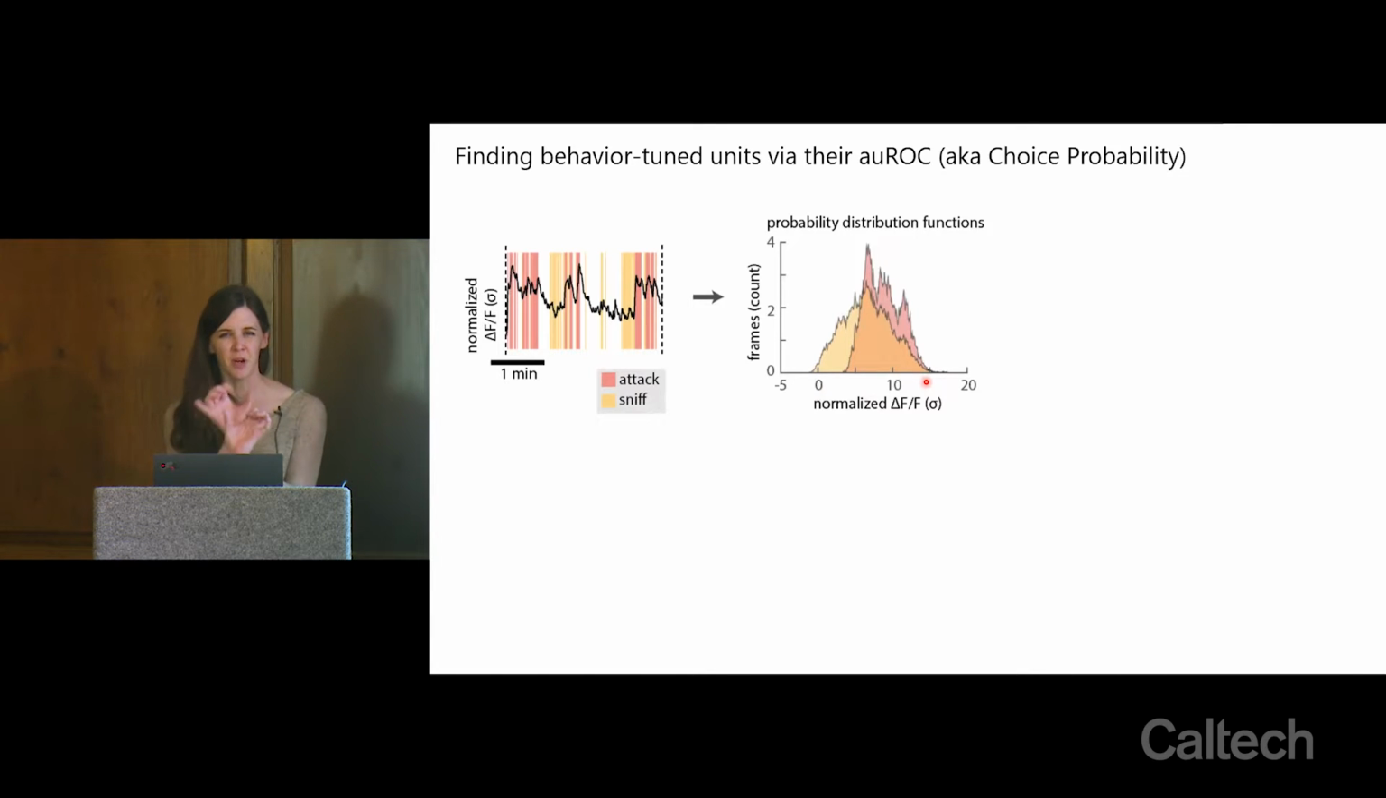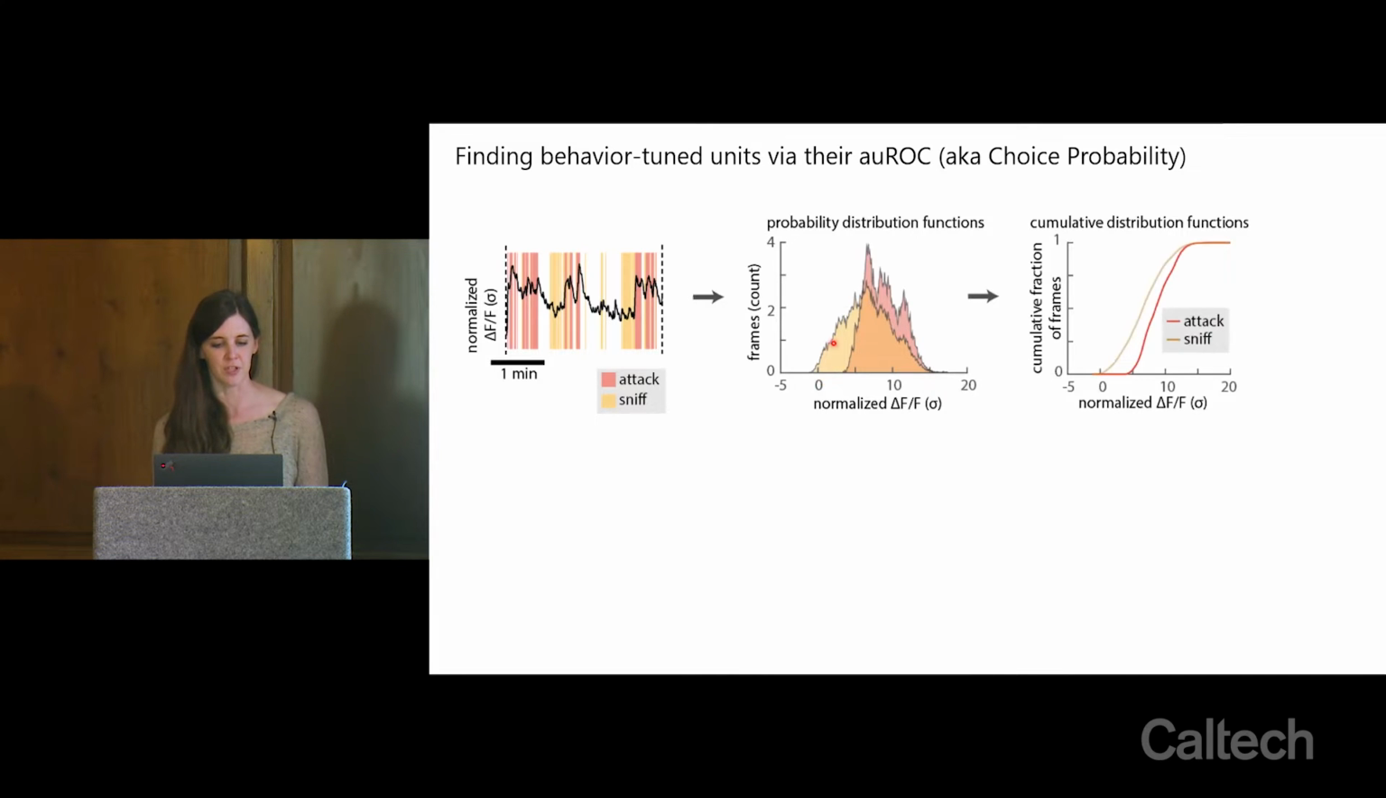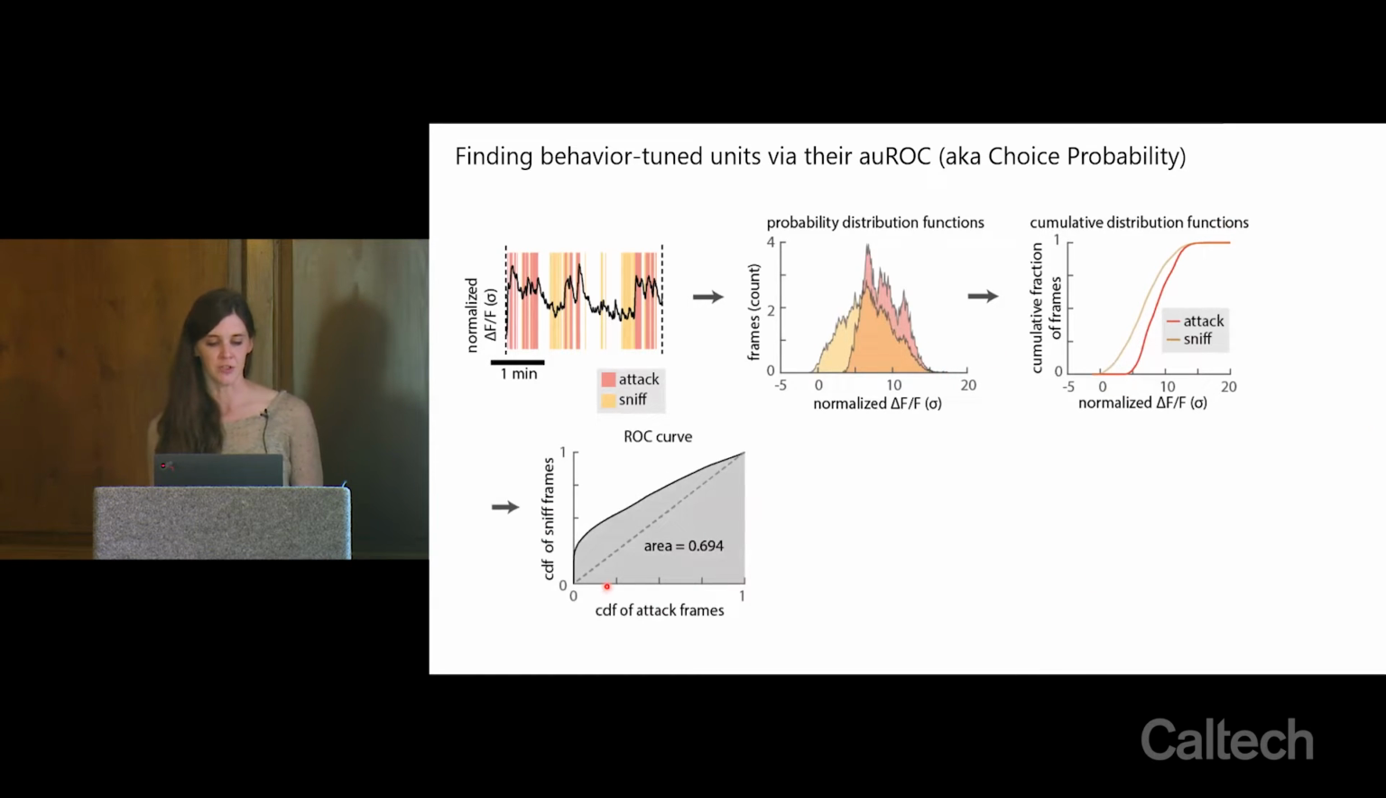You can see that there's some overlap between these distributions. This is calcium imaging, which has some smoothing to it, and some of these frames are right next to each other, but you can kind of separate them. To measure this separation, we'll convert these distributions to cumulative distribution functions, CDFs, and then plot them against each other. We'll take the value of this CDF for attack versus sniffing, and that'll be our first data point down here, and then we'll go from -5 up to 20 on this axis. Each point on this line is the value of the CDF of attack frames at a given delta F over F and the value of the CDF of sniff frames.